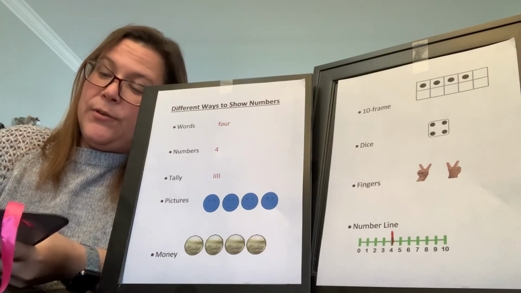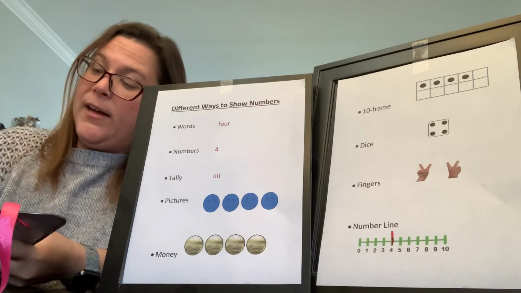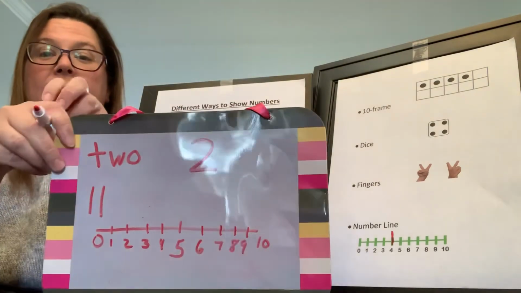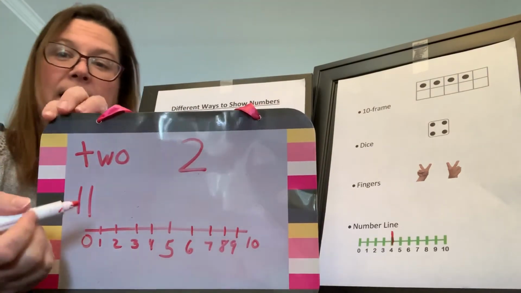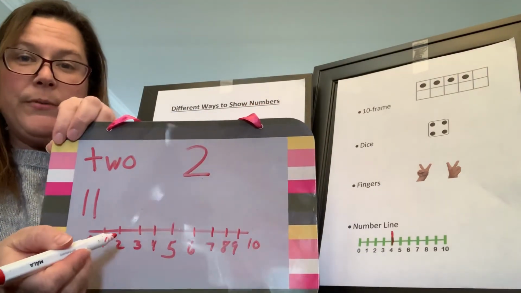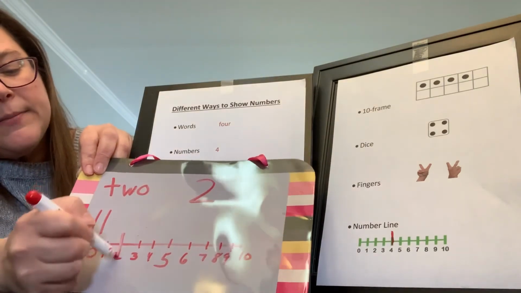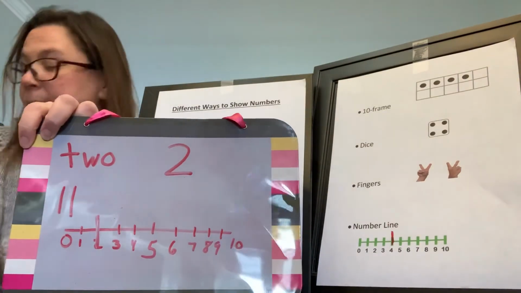So 1, 2, 3, 4. And then I had 5, 6, 7, 8, 9. There's my quick number line that I made. And I'm going to find the number 2, which is right here. And that's where 2 is on a number line.